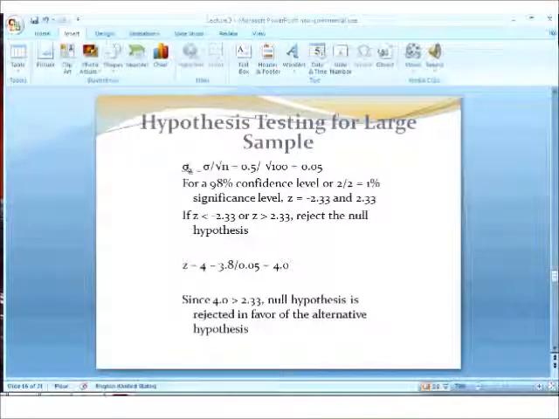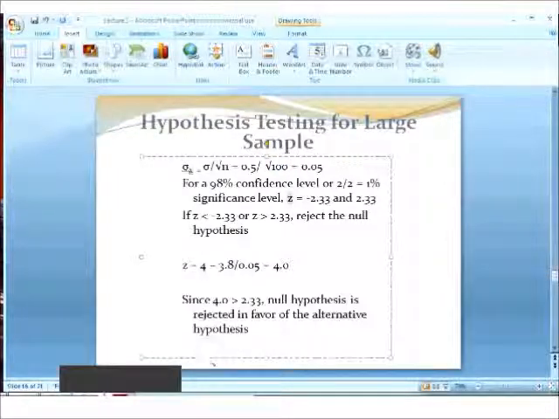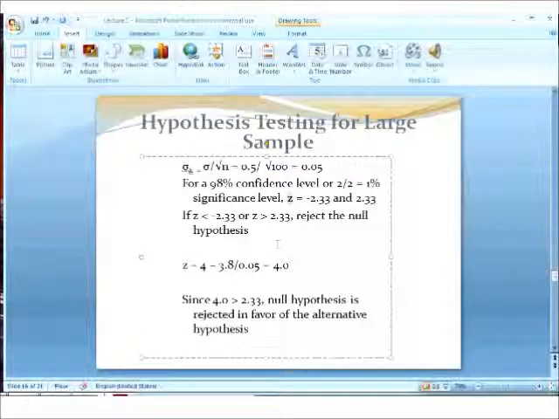So coming here, using this equation, we found the standard error. 0.5 is the standard deviation divided by the square root of the sample size. The standard error is 0.05, and for a 98% confidence level or a 1% significance level. Now remember, they said 2%. Since it's a two-tailed test, we divided it by 2. So our significance level is 1%. And for 1% significance level, the standard z-value from those graphs that I showed you is minus 2.33 for the negative region and 2.33 for the positive region.